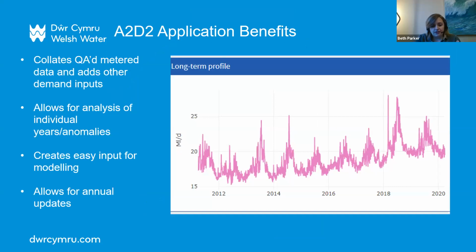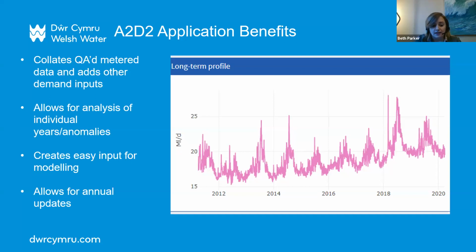So you can see here in this graph, this is a long-term profile of Mid and South Carolina demand. And you can see that the demand has been increasing since 2011 when we first started utilizing this data, when we first took in this data for A2D2. So this allows us to analyze our long-term profiles and have a look at the changes over time. A2D2 gives us these benefits.